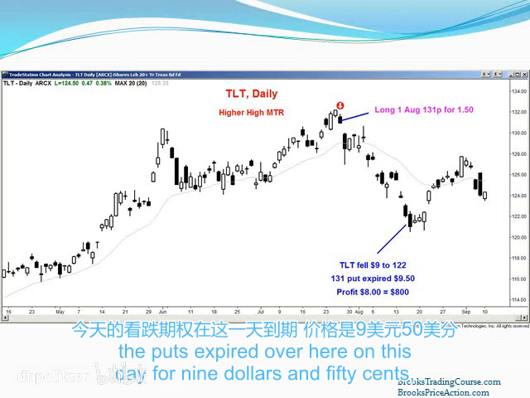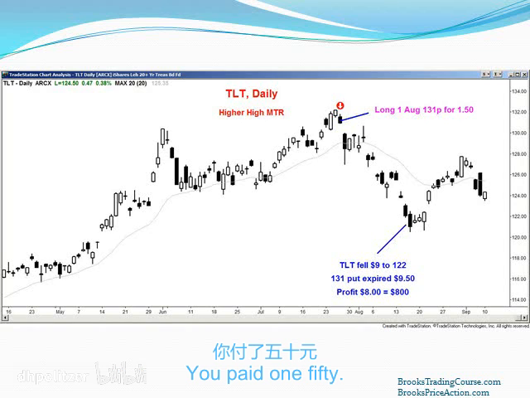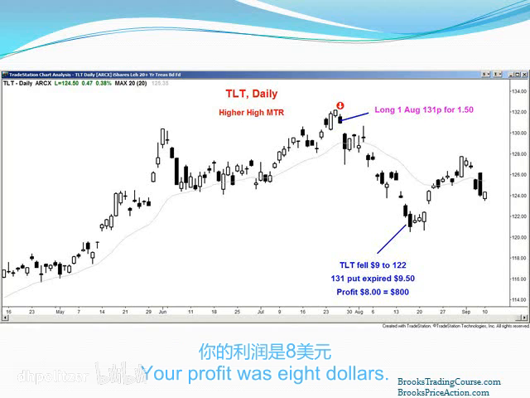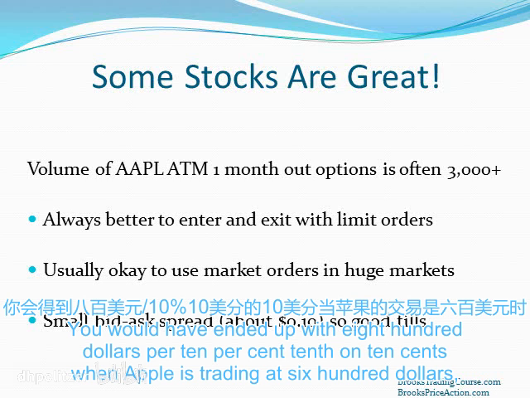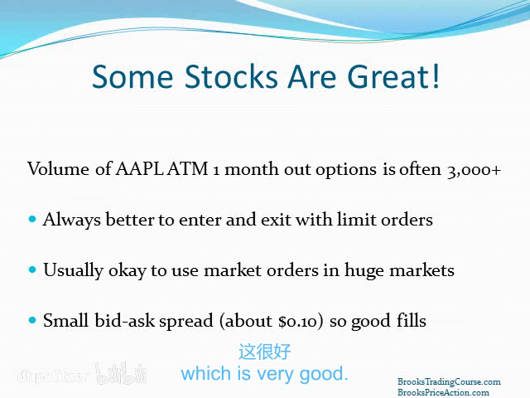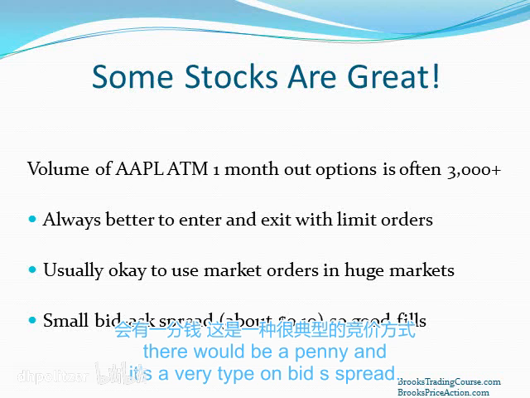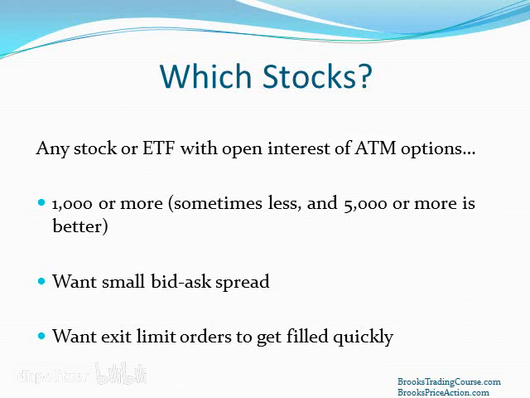The puts expired over here on this day for $9.50. So $9.50 would have been in your account. You paid $1.50. The puts expired at $9.50. Your profit was $8. You would have ended up with $800 profit, 10 cents when Apple's trading at $600, which is very good. If it was a $60 stock, that would be a penny, and that's a very tight bid-ask spread. So you get very good fills.